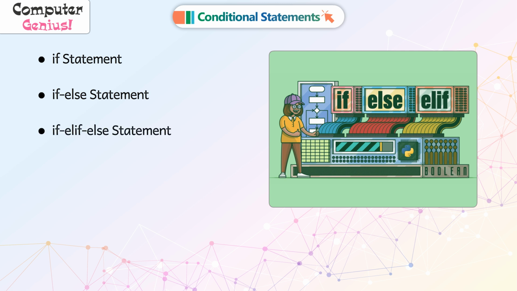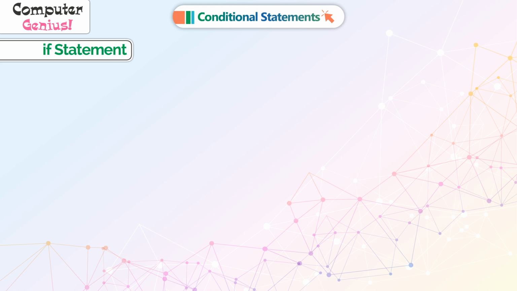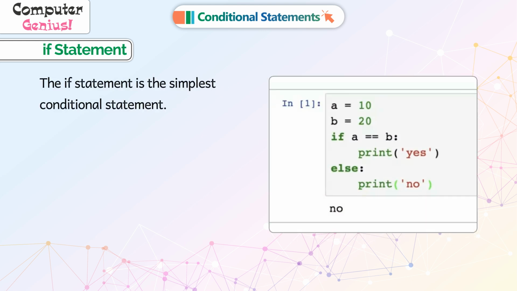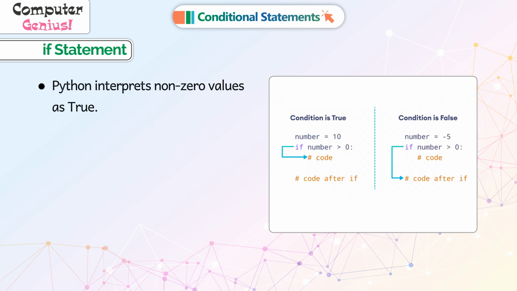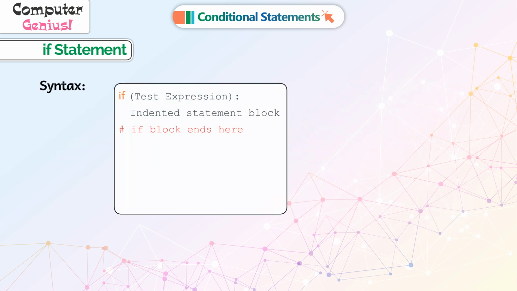if-elif-else statement. If statement. The if statement is the simplest conditional statement. A statement or a collection of statements within the if block is executed only if a certain condition or expression evaluates to true. Python interprets non-zero values as true. None and 0 are interpreted as false. Syntax.